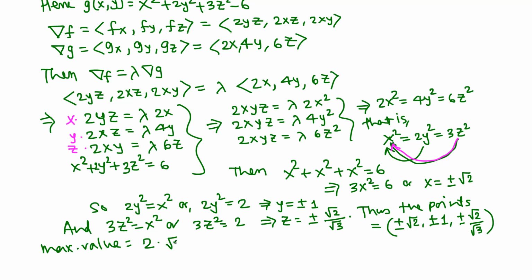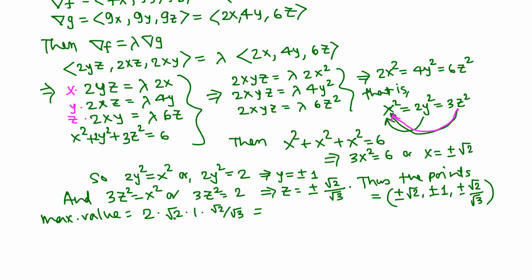So anyways, the max value of the function will be 2 times x y z, which is 2 times root 2 times 1 times root 2 over root 3, which is 4 over root 3. That's the maximum, and the minimum value will be just negative. We can take all negatives or just 1 negative, others positive. So negative 4 over root 3. Okay, so that's the max value and min value, final.